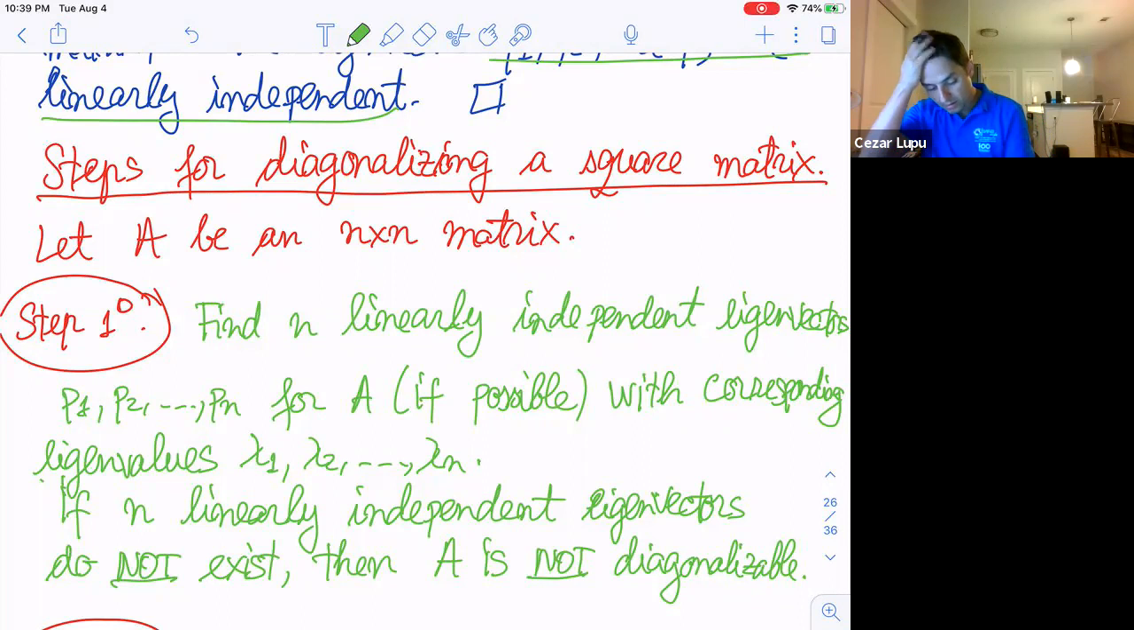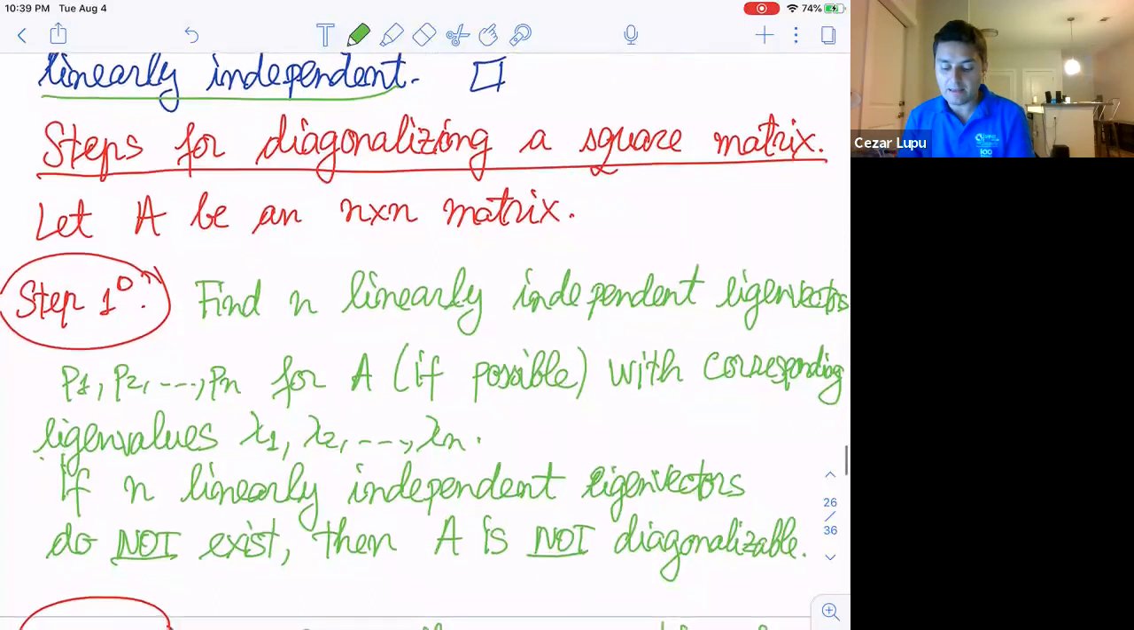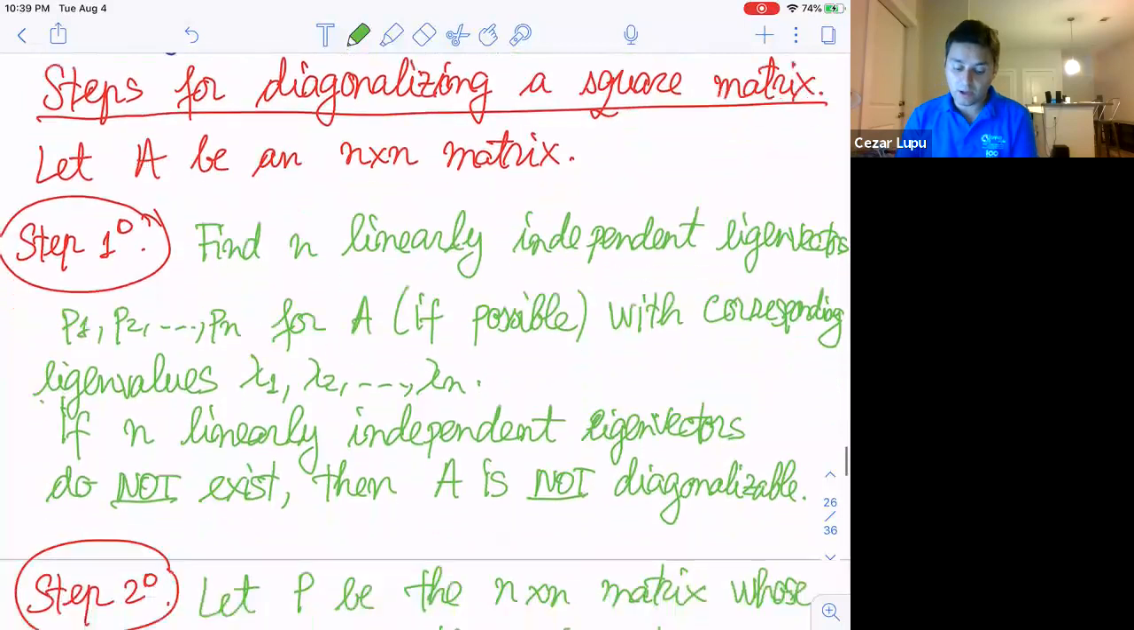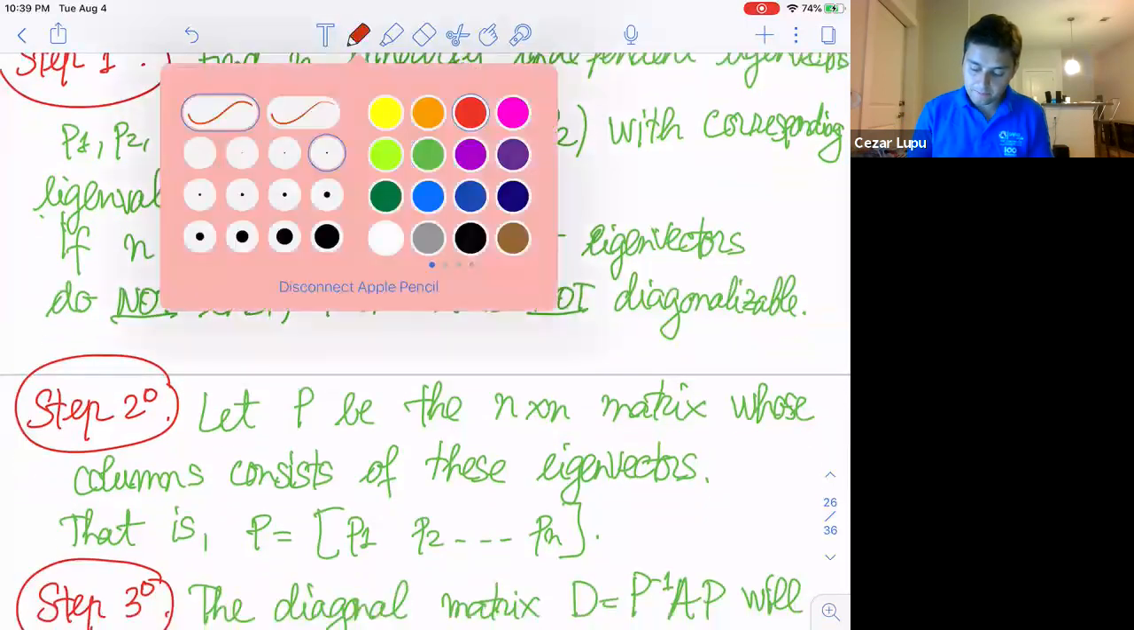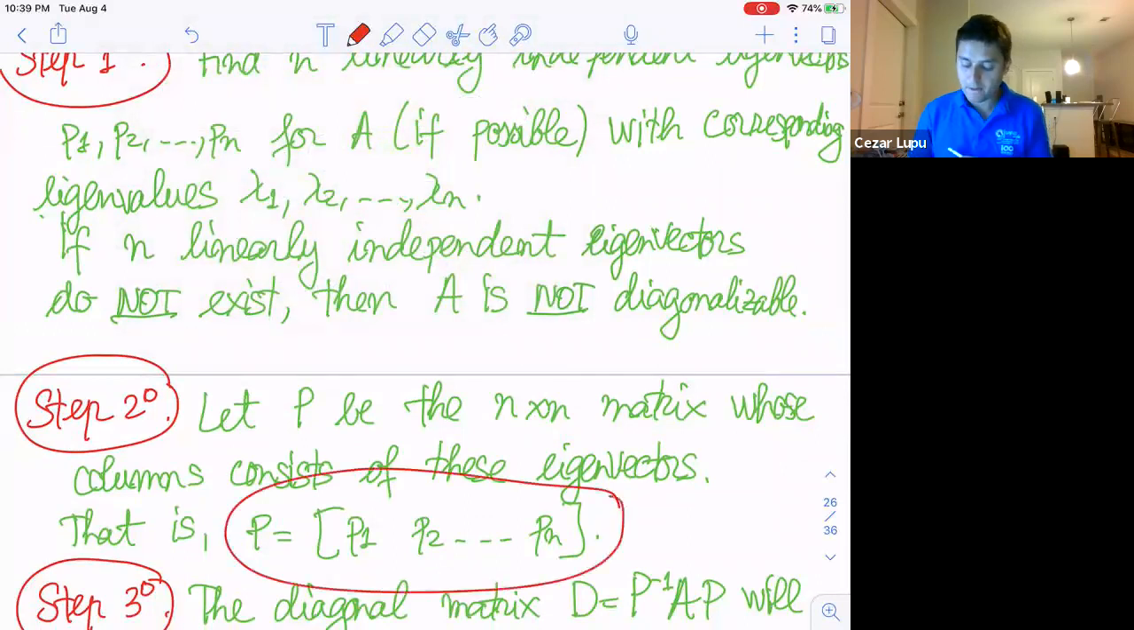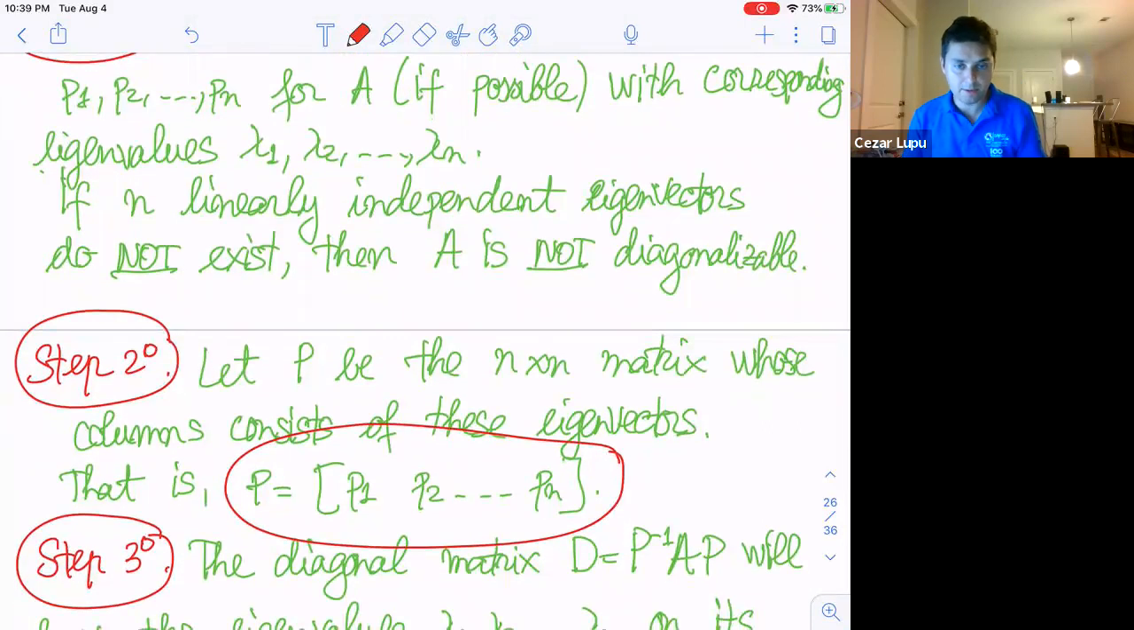But if the n linearly independent eigenvectors do exist, then we can go to step number 2, which says the following. We form this matrix P, just like we have seen in these examples. We consider the n by n matrix P whose columns consist of these eigenvectors. In other words, our matrix P is given by this, where P1, P2, up to Pn are the columns. The eigenvectors as columns. So we form this matrix, which will be an n by n matrix.